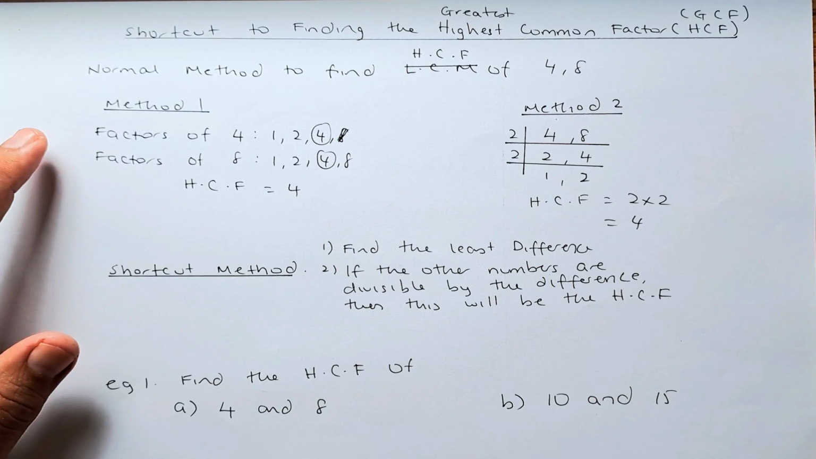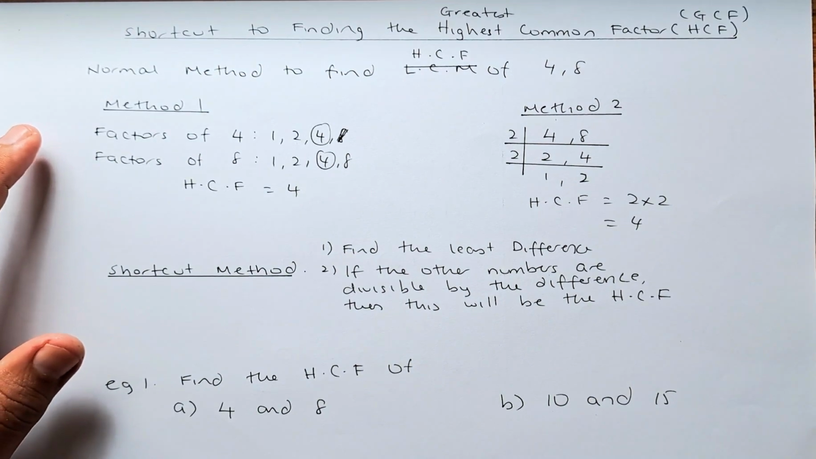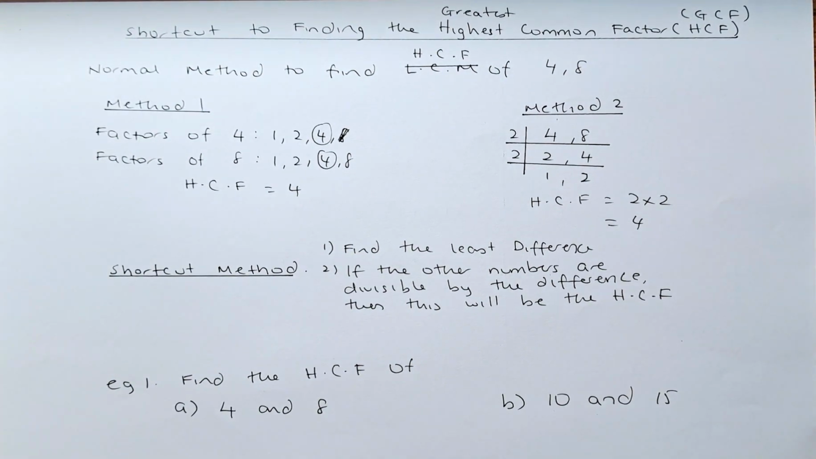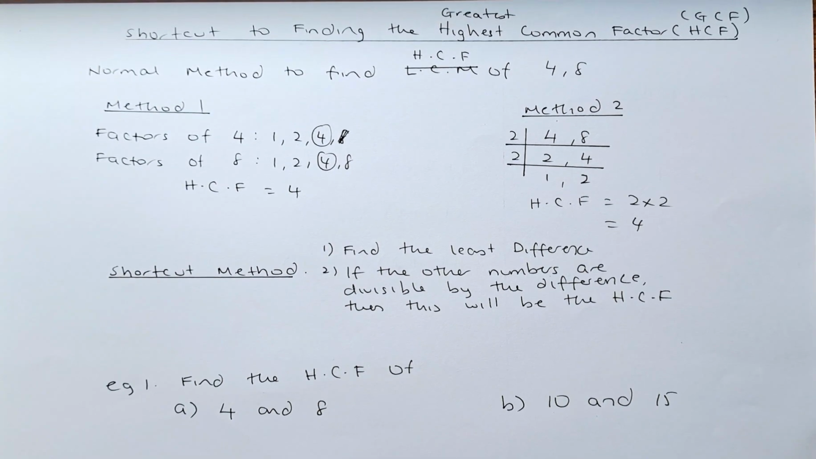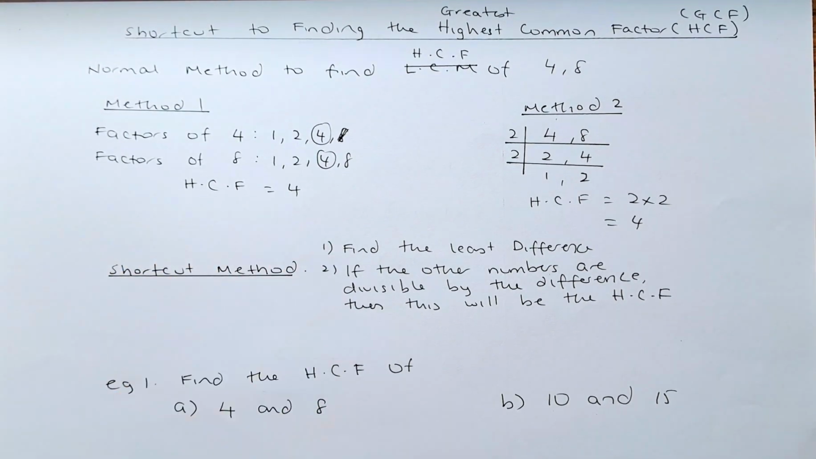First, you find the factors of 4. The factors of 4 are 1, 2, and 4. And the factors of 8 are 1, 2, 4, and 8. So there are 3 common factors there, 1, 2, and 4. But the highest or the greatest common factor is 4. So the highest common factor is 4.